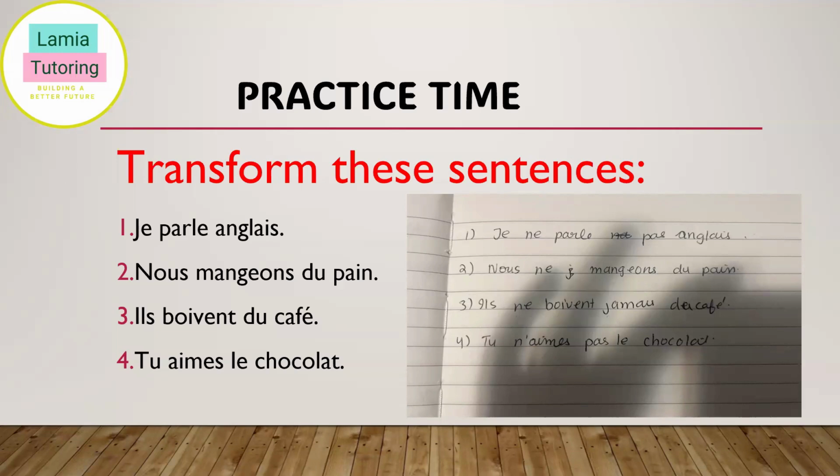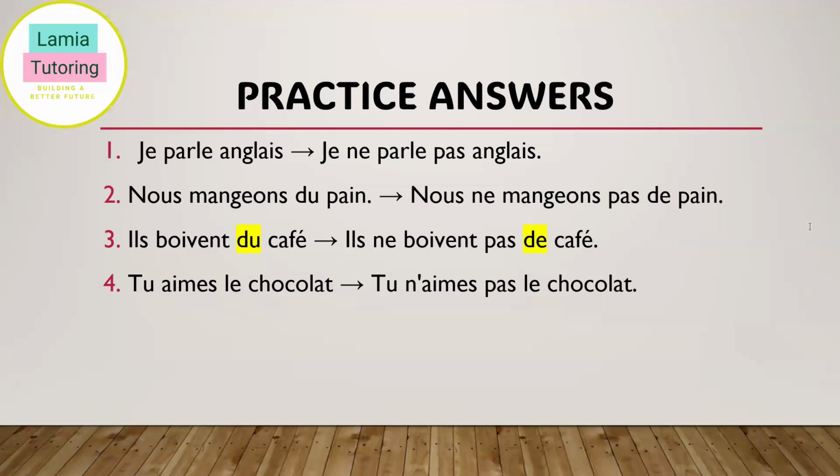Effacer tous les dessins. Good. So, practicing the answers. Je parle anglais. Do you want to read them for me? Just to practice. Go ahead. Je parle anglais. Je ne parle pas anglais. Nous mangeons du pain. Nous ne mangeons pas de pain. Il buvait du café. Ils boivent, they drink coffee. Ils boivent du café.